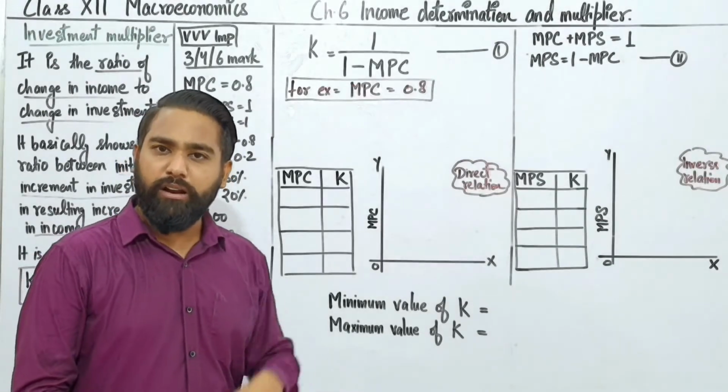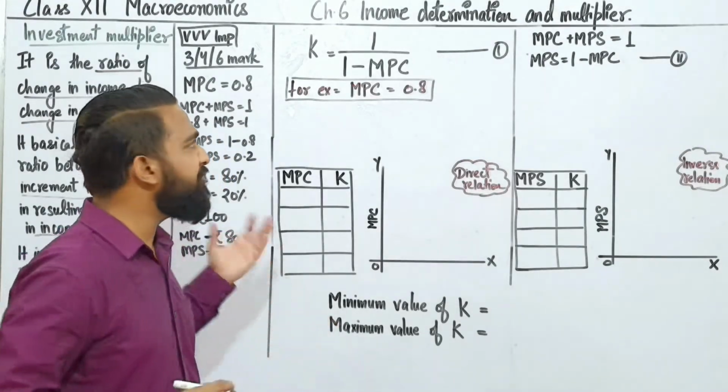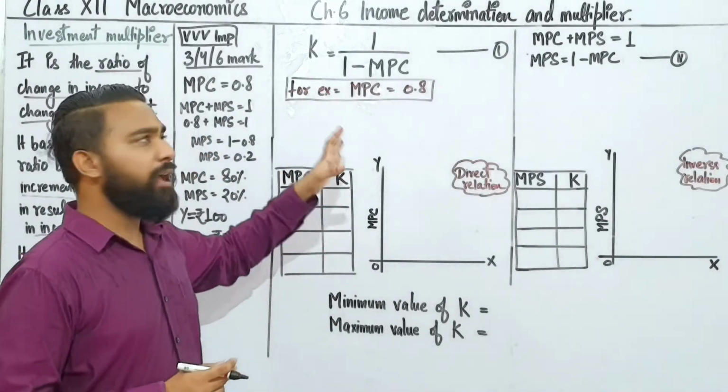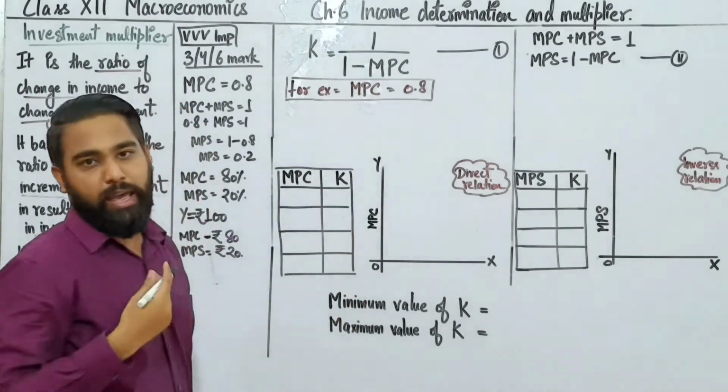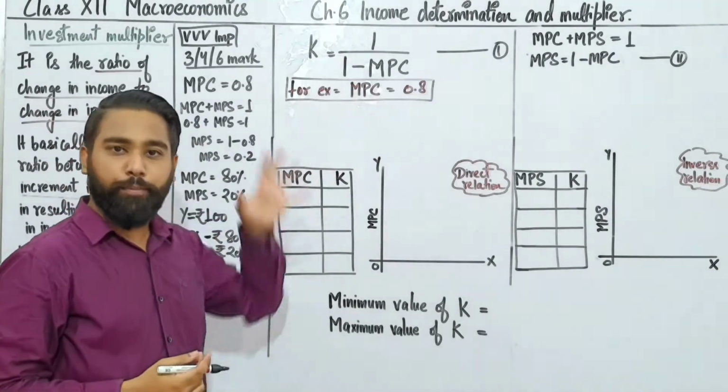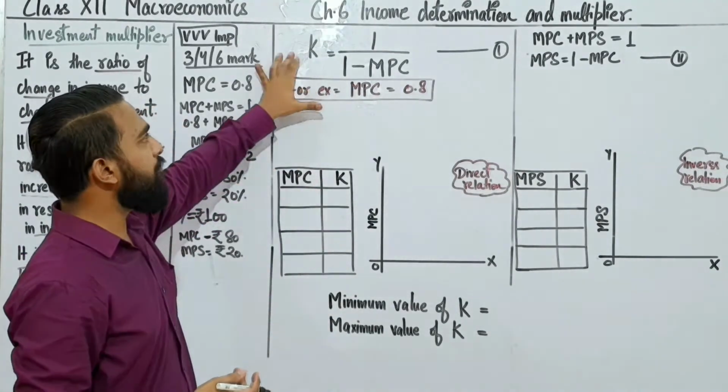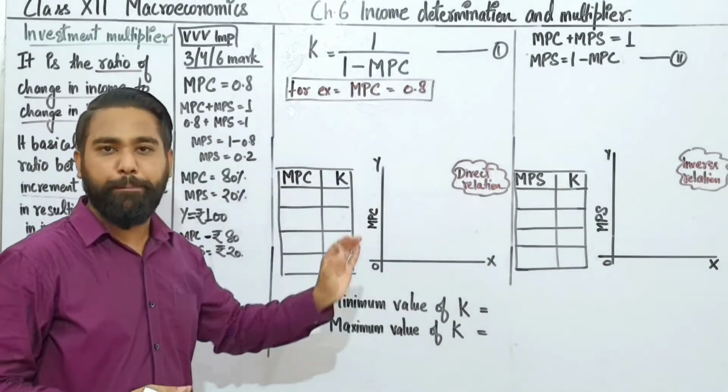Students, there are a few other formulas of the investment multiplier. This K has two other formulas. The first formula is 1 upon 1 minus MPC, where MPC is marginal propensity to consume. So K is equal to 1 upon 1 minus MPC.